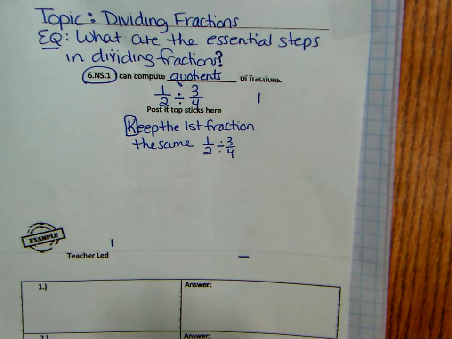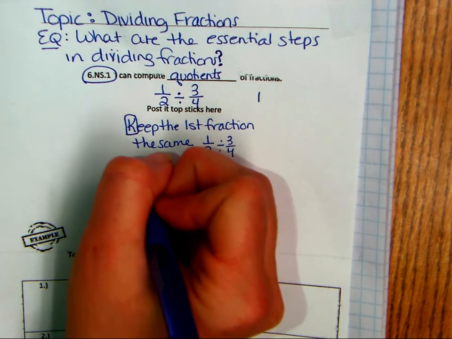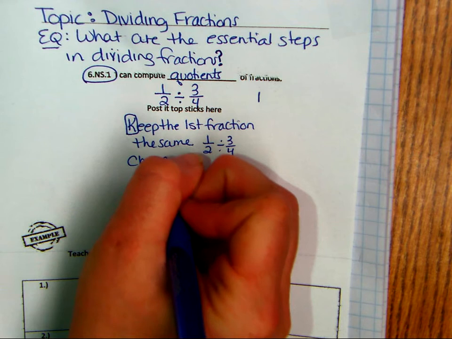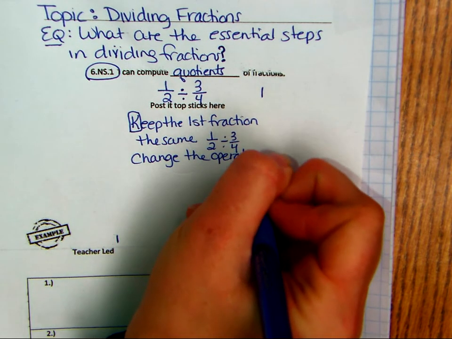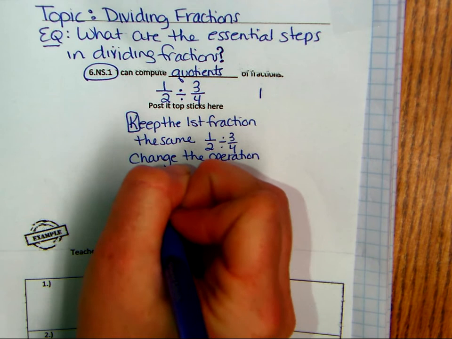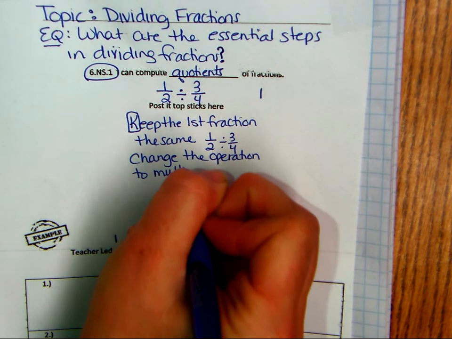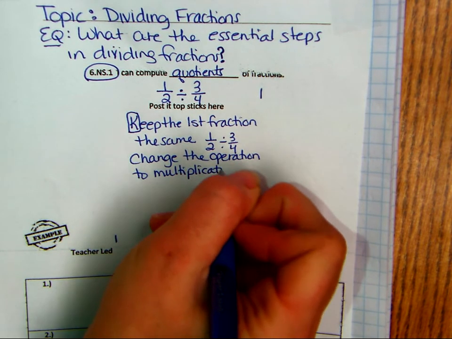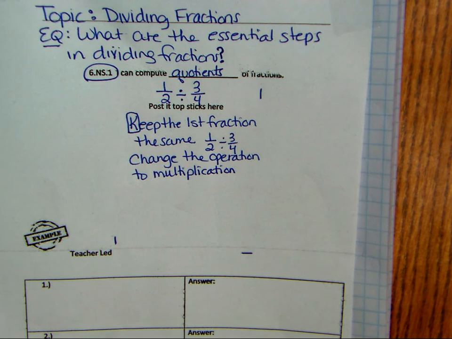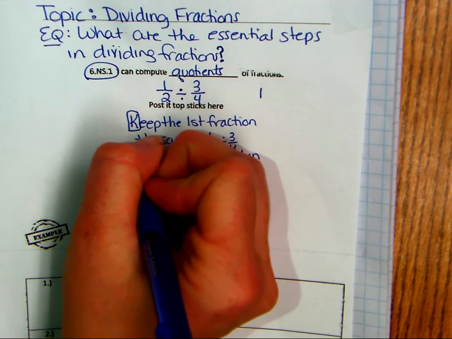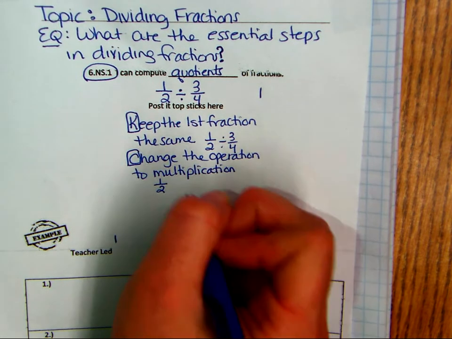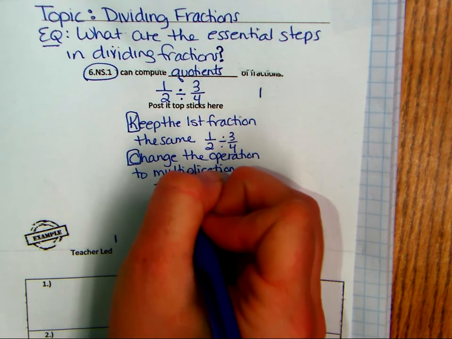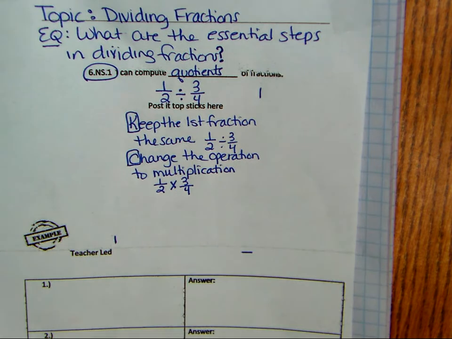Now my next step is I'm going to change the operation to multiplication. So we're going to change it from division to multiplication. And I'm going to box my C. So meaning if I had 1/2, instead of divided by 3/4, I would have multiplied by 3/4.